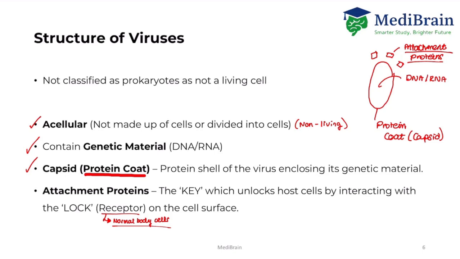And then finally, the virus also contains these attachment proteins, and the attachment proteins are basically the key or the specific shape which attaches to the receptors on normal body cells, allowing the virus to enter into the normal body cell and cause damage. So that's basically your structure of viruses.